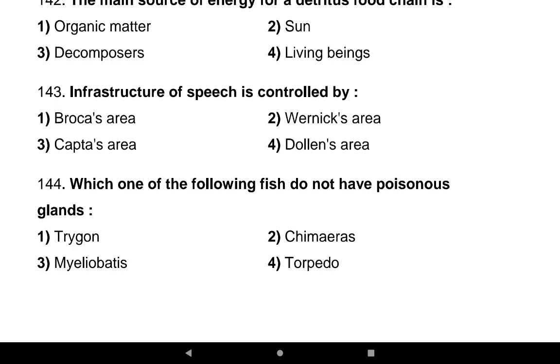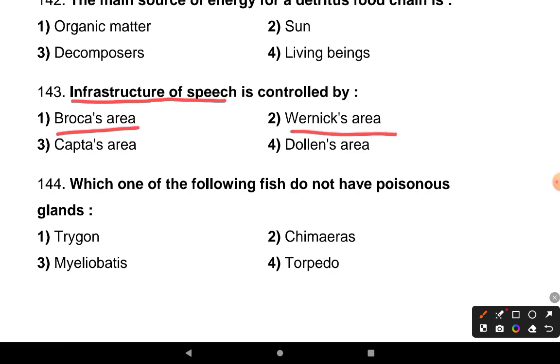Our next question is, infrastructure of speech is controlled by Broca's area, Wernicke's area, Kapta's area, Dolan's area. The correct answer is option 1. Broca's area controls infrastructure of speech. You can relate it with Bolna, Broca's Bolna speech.